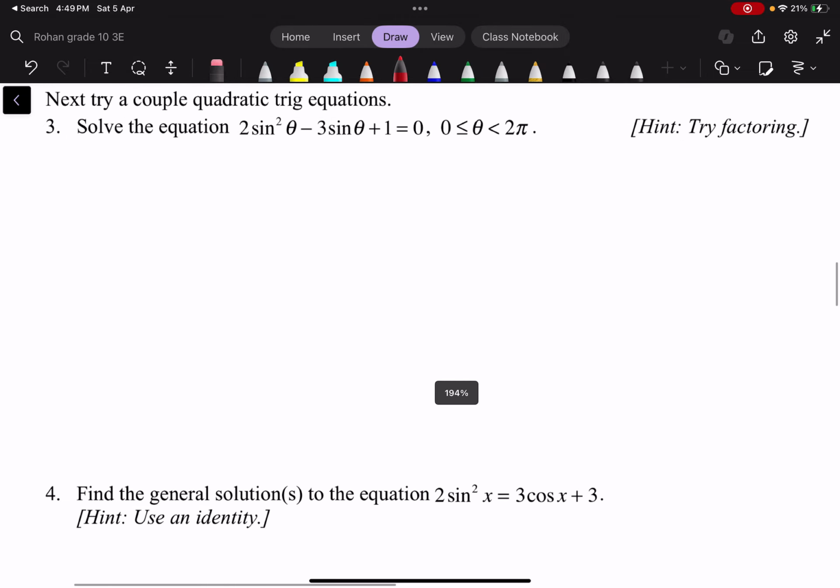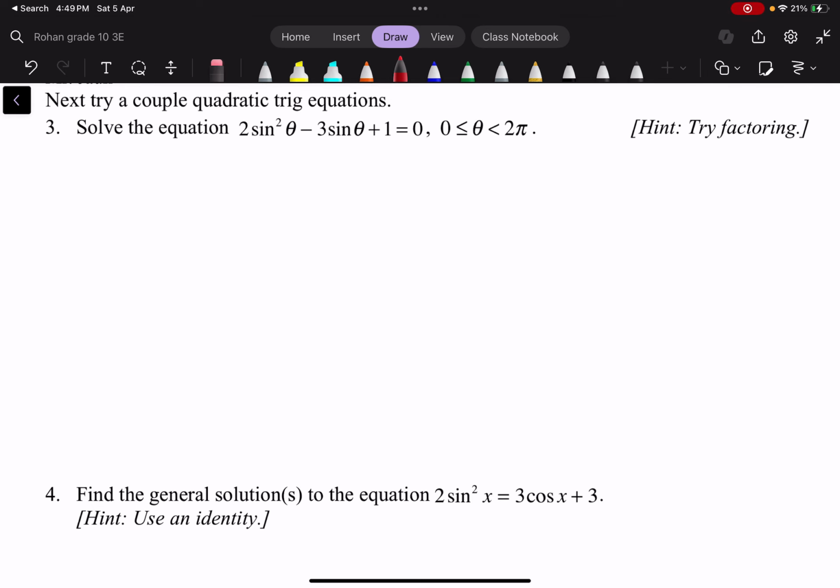The period for sine and cos function is 2 pi, and the period for tan function is pi. So for cos and sine function you always write plus 2 pi n if they ask you for the general solution, and for tan function you write plus pi n.